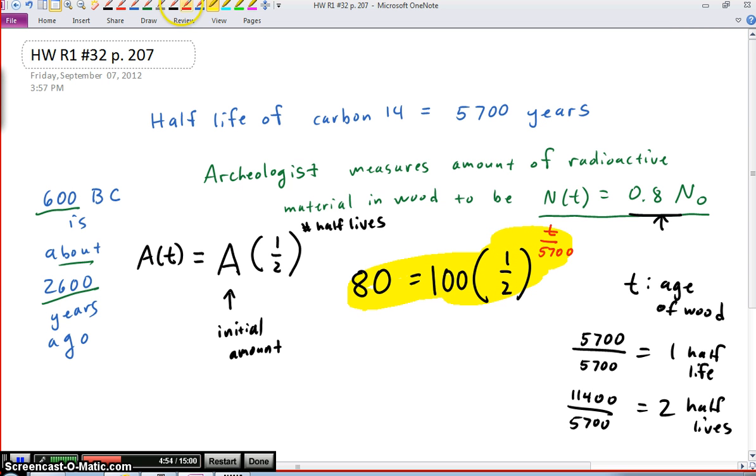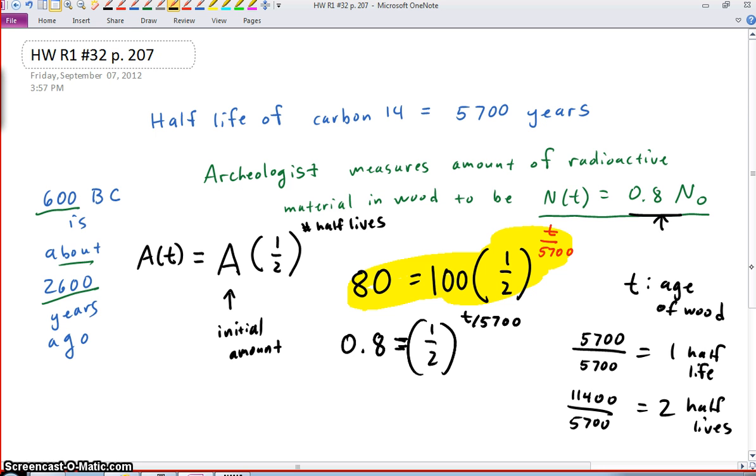So the first thing I'm going to do is divide both sides by 100. I get 0.8 equals 1/2 to the t over 5,700. All right, now this is an exponential equation. And so the way we're going to solve an exponential equation is we are going to use logarithms.